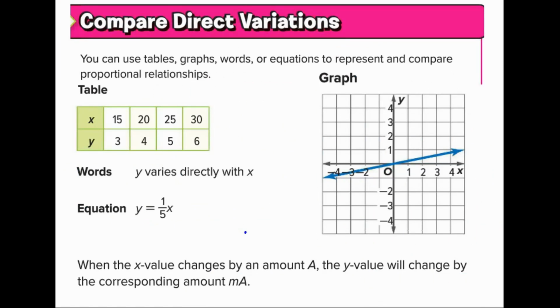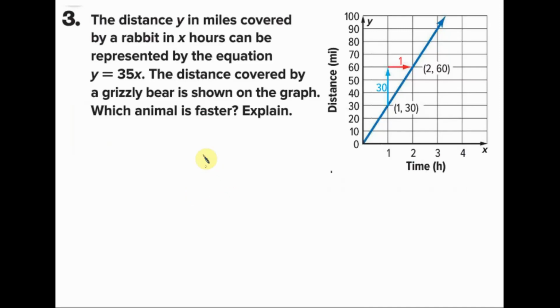So far, you used tables, graphs, words, or equations to represent the proportional relationship. This time, we are going to compare with 2 different formats. Number 3, the distance y in miles covered by a rabbit in x hours can be represented by the equation y is equal to 35x. The distance covered by a grizzly bear is shown on the graph. Which animal is faster? Explain.